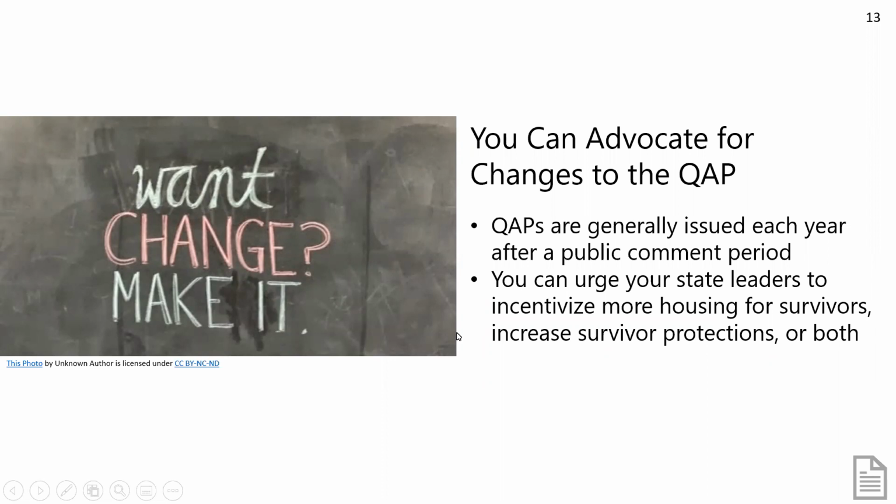And they make changes. So what states will do is they'll issue a draft QAP that their staff has come up with, like these are the changes they think they're going to make for the year. And then people can submit comments through this public process saying, hey, why don't you incentivize development that targets survivors? Or why don't you require this particular thing related to the implementation of VAWA? Whatever your issues are in your state are things that you can ask for.